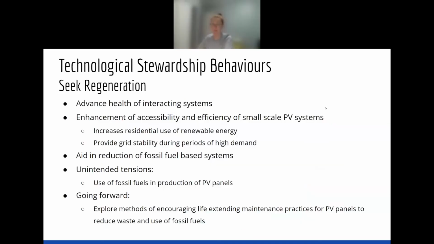Seeking regeneration is the enhancement of the health of systems that the design is interacting with. The design seeks to enhance the accessibility and efficiency of small-scale PV systems. It will increase the ease at which people are able to install small-scale PV systems in their residences, both financially and by decreasing the technological knowledge required of the individual user. An increase in the use of residential PV systems will proportionately increase electric grid stability, especially during periods of high demand on the system. By introducing these new means of power generation for the average user, the demand for power generation from fossil fuel-based generating facilities can be decreased.